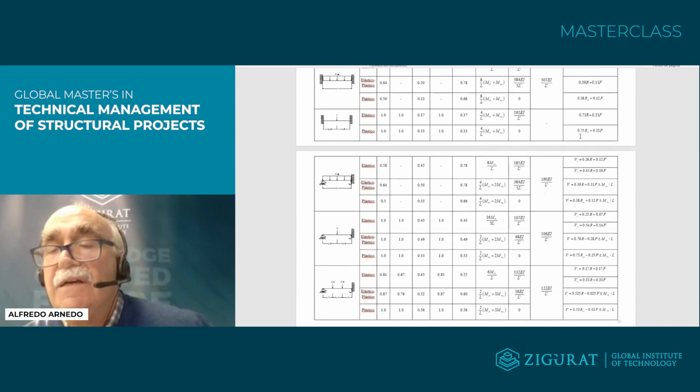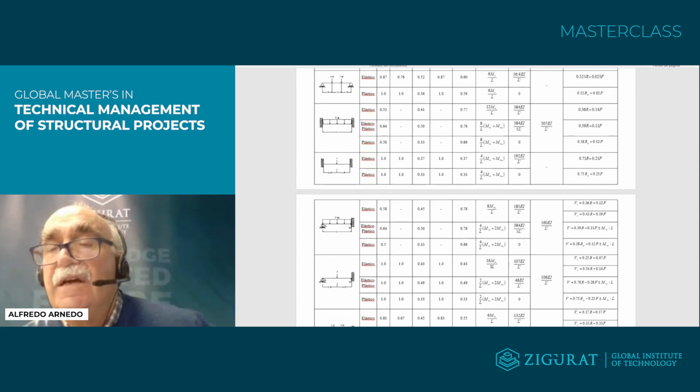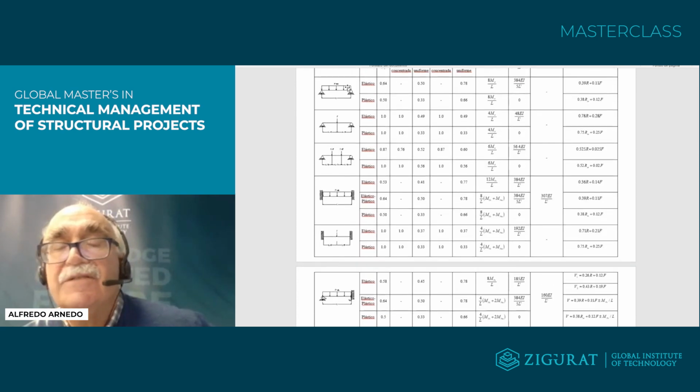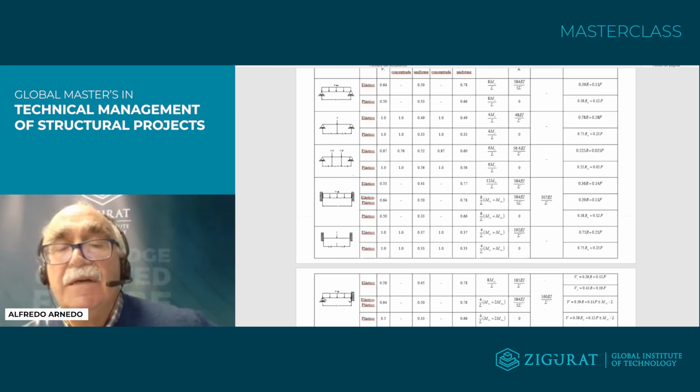For instance, I will try to focus on this. And the reaction of the supports is a part of the maximum. I mean, it is a part of the force. It is not just the static equilibrium, but some part is due to the dynamic equilibrium.